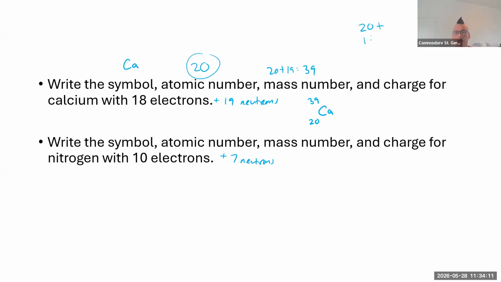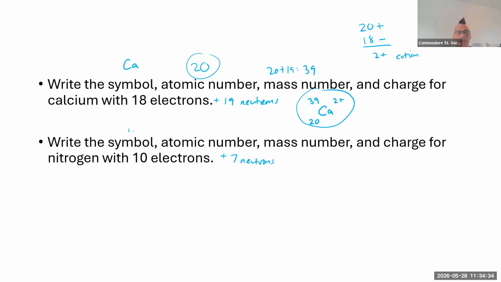And it has 18 negatives. Right? So that's going to be now 2 positive, right? Because this is a cation. So this is going to be a 2 plus. This is it.